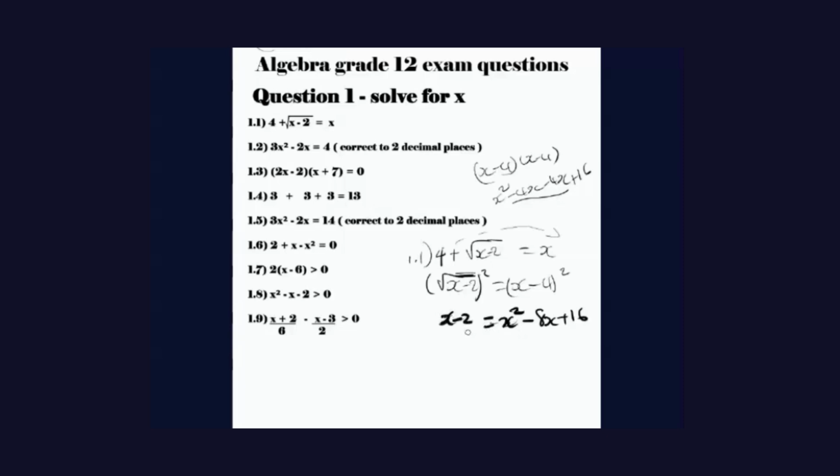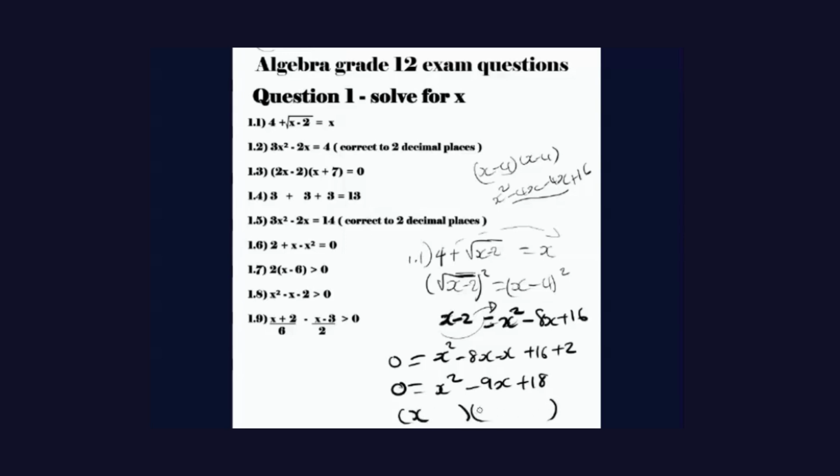So from here, what's the next step? You can choose to take this to the other side or take that to the other side, but I choose to take this one to the other side, so that we won't work with a negative x squared. So it will be something like this. It's going to be negative plus 16 plus 2. This is x squared minus 9x plus 18. So now we can easily factorize this thing.